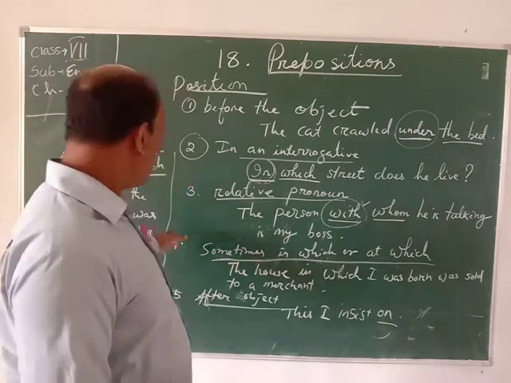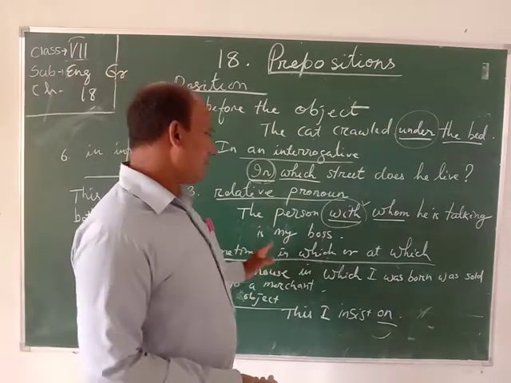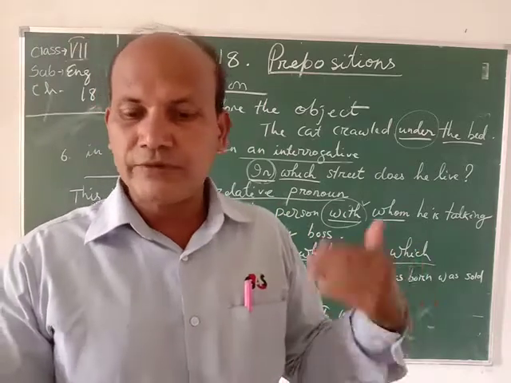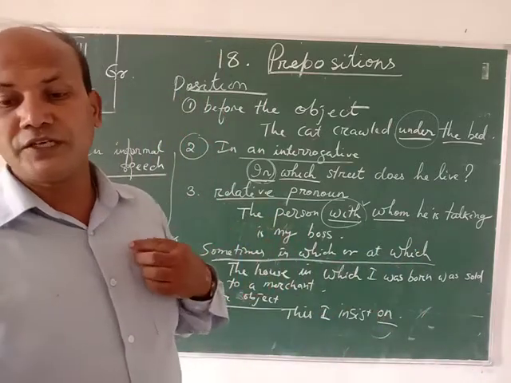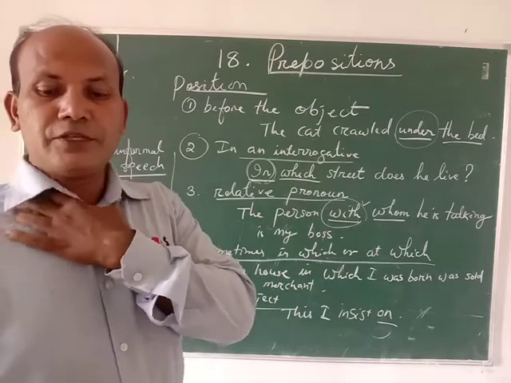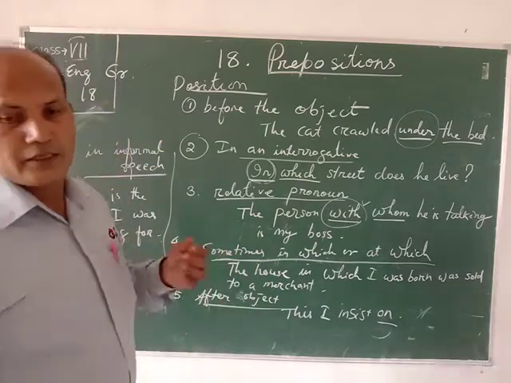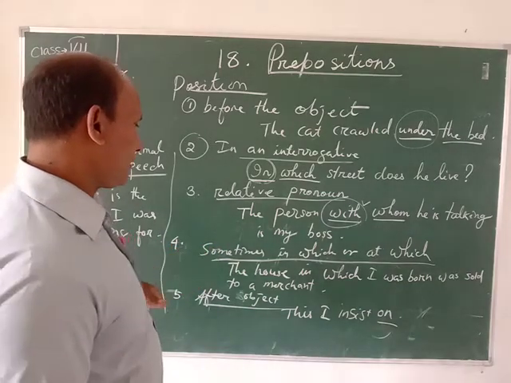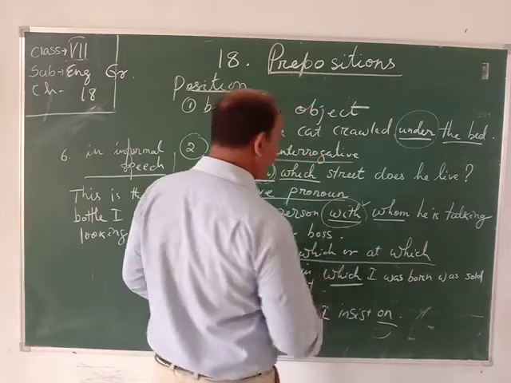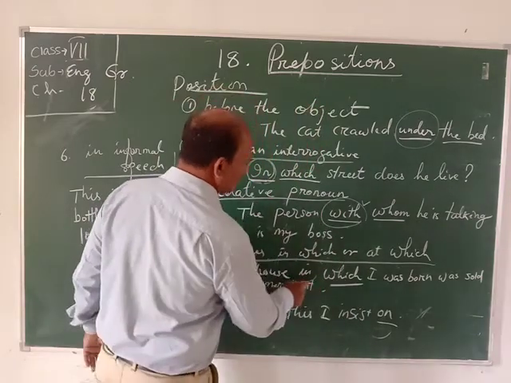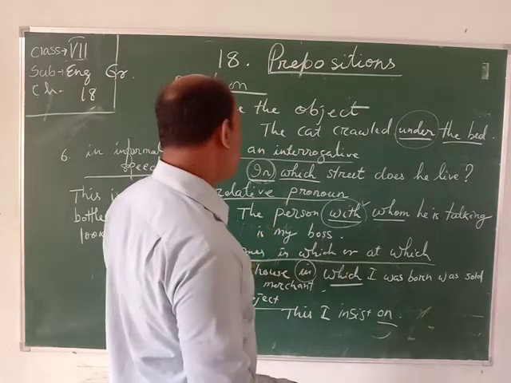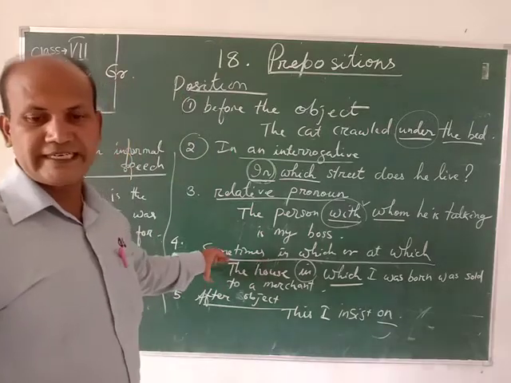Okay, number four. Sometimes in which or at which also, we have to use this relative pronoun. Sometimes in which or at which is used instead of in or at while introducing a relative clause after a noun relating to a place. Just like here: the house in which I was born was sold to a merchant. So in which or at which is used in this type of sentence.